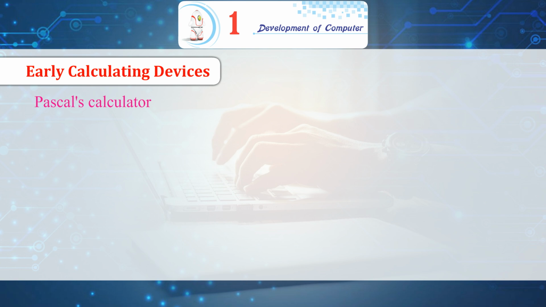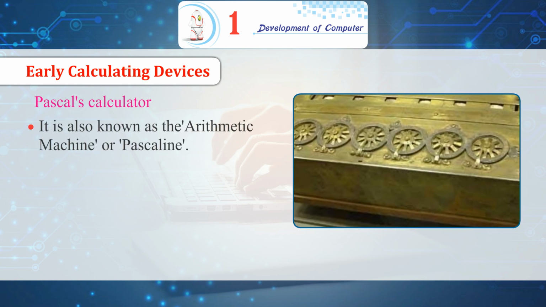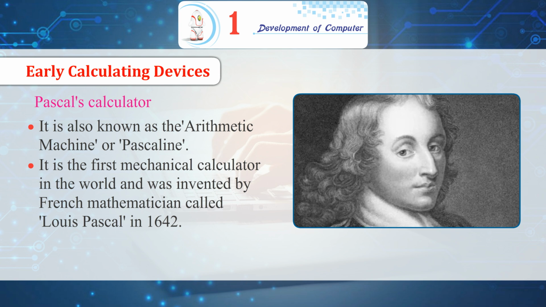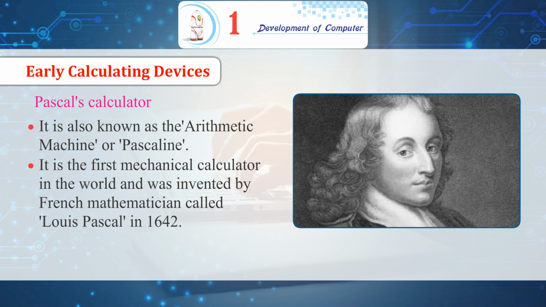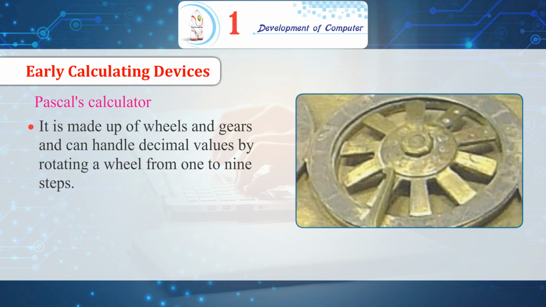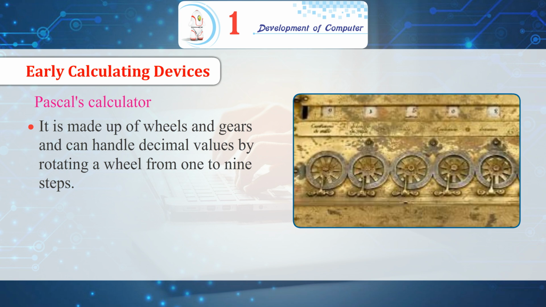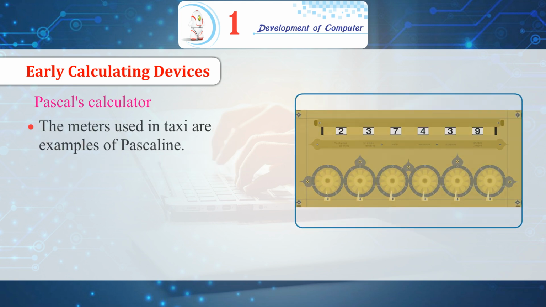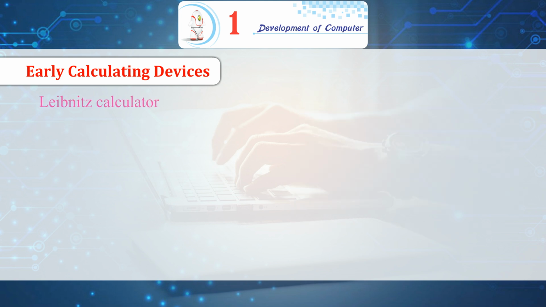Pascal's calculator. It is also known as the arithmetic machine or Pascaline. It is the first mechanical calculator in the world and was invented by a French mathematician called Blaise Pascal in 1642. It is made up of wheels and gears and can handle decimal values by rotating a wheel from 1 to 9 steps. The meters used in taxis are examples of Pascaline.